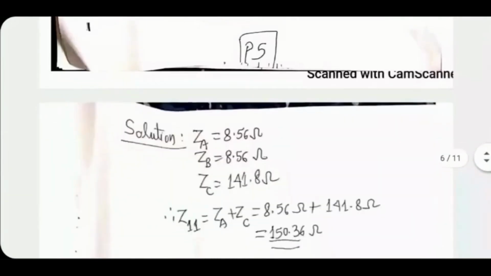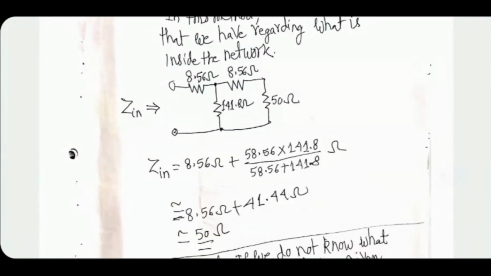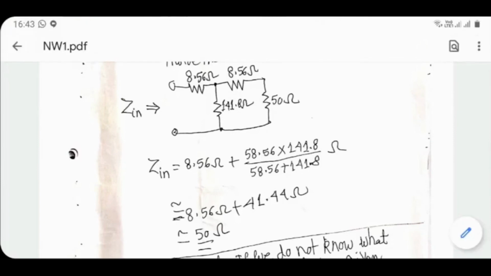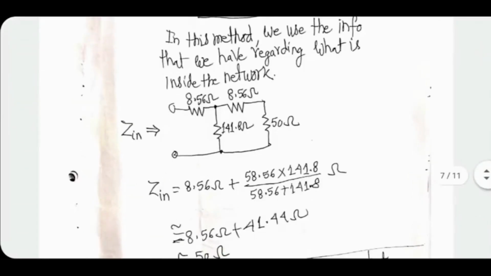If I take the given network and terminate its output into 50 ohm, this is what I get. You can do the calculations. The input impedance for this network is around 50 ohm. It's a well-known network. It is available in market actually. It's a 50 ohm attenuator that is sold by companies. That's what they have inside. So 50 ohm is the input impedance.